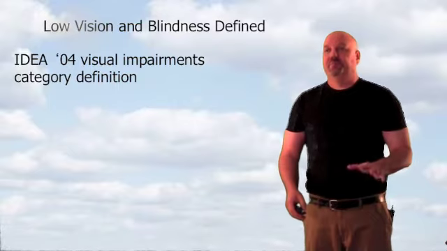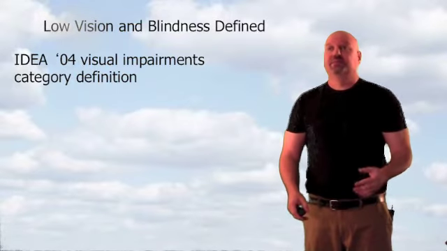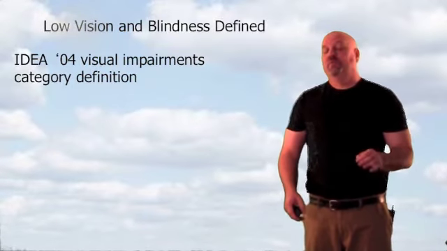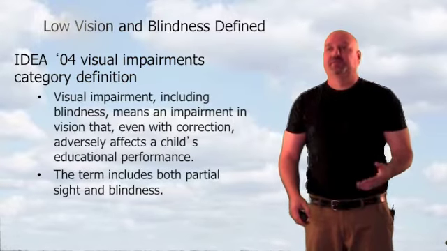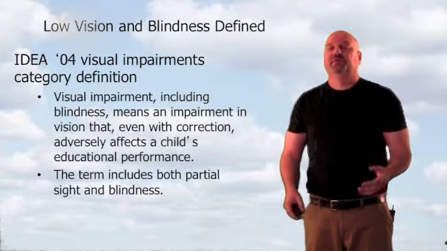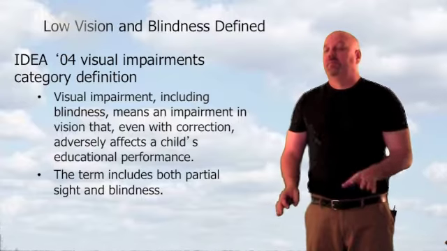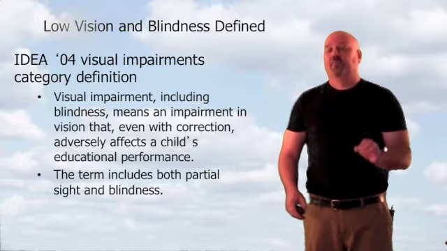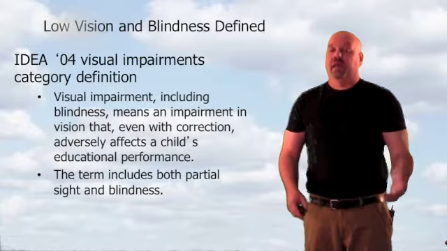Well, they look at a vision impairment, which includes blindness. It means an impairment in vision that even with correction is going to adversely affect a child's educational performance in your classroom. Remember, this term also includes partial sight and blindness.